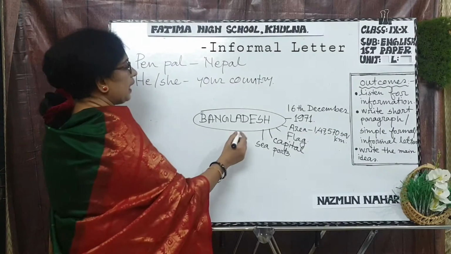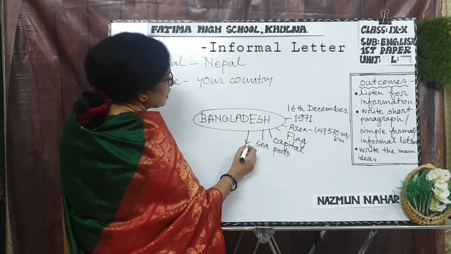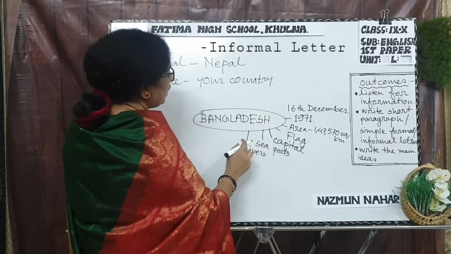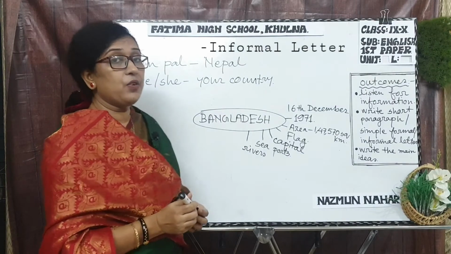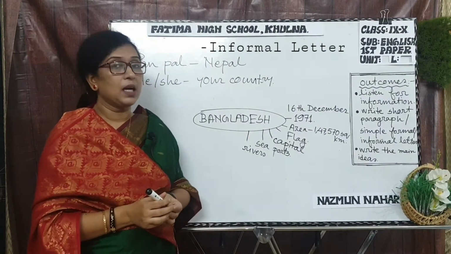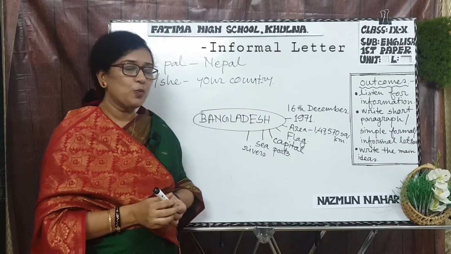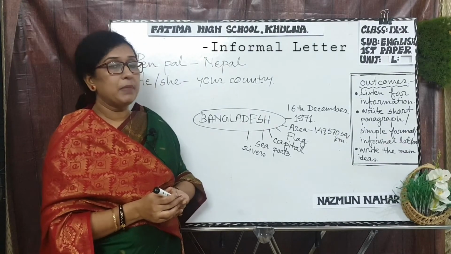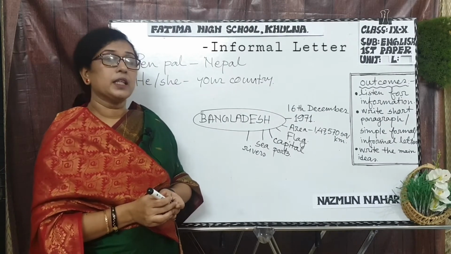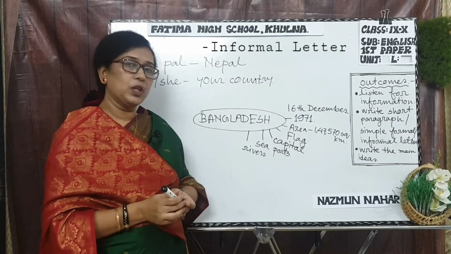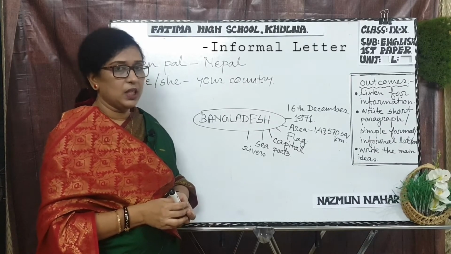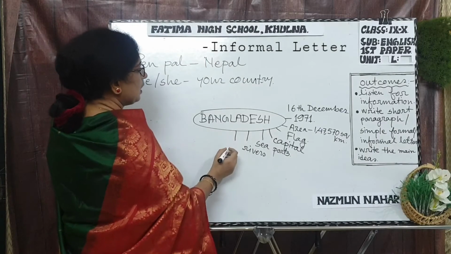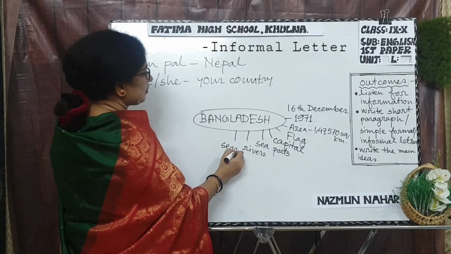You can also write about the rivers of Bangladesh. There are more than 700 small and big rivers in Bangladesh. So Bangladesh is a riverine country. You can write that Bangladesh is a riverine country, and the main rivers of Bangladesh are the Padma, the Meghna, the Jamuna, the Surma, the Brahmaputra, etc. Next, you can write about the seasons of Bangladesh.